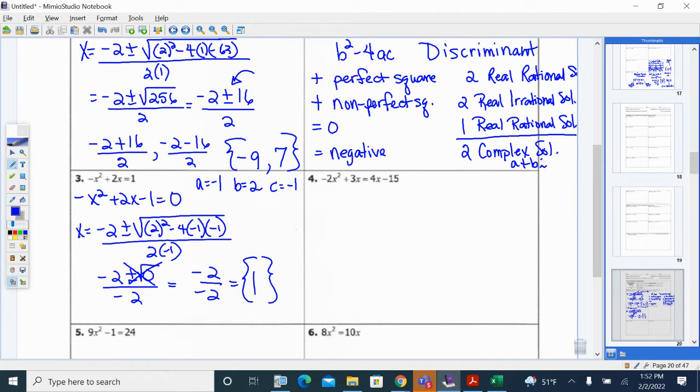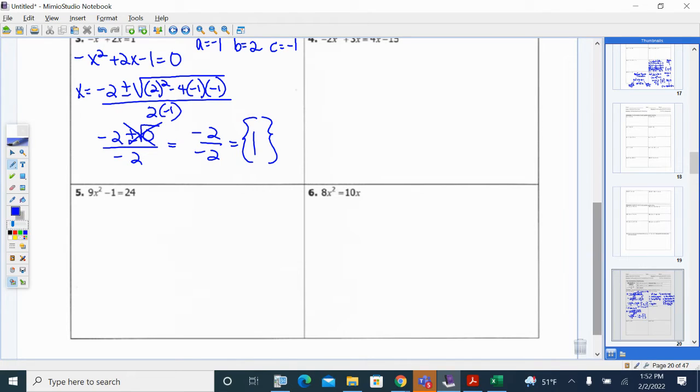All right, let's jump down and look at number 5. 9x squared minus 1 equals 24. I need a 0 on one side. So I'm going to subtract the 24 from that negative 1. And we get 9x squared minus 25 equals 0. So for this one, 9x squared minus 25 equals 0, there is no bx.